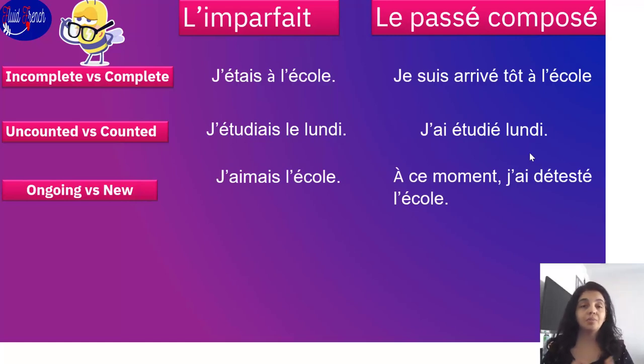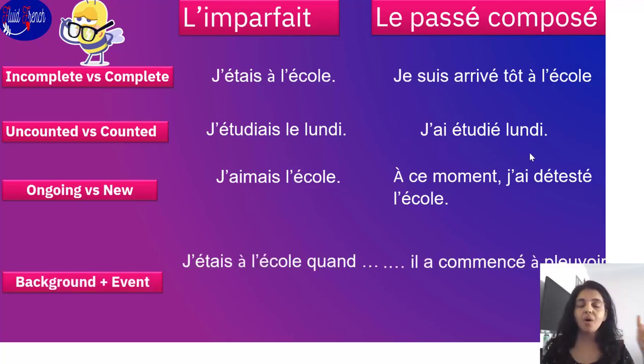Ongoing versus new. Let me tell you what this means. J'aimais l'école. I used to love school. So it is in general an observation or a sentiment being expressed. Now the second sentence. À ce moment, j'ai détesté l'école. At that particular moment, I hated the school. It's not I used to hate the school. I hated the school at that very specific moment. Again, it's specific versus general.